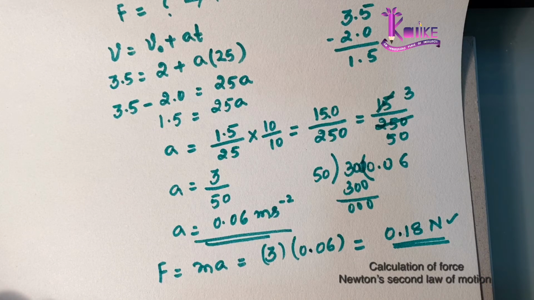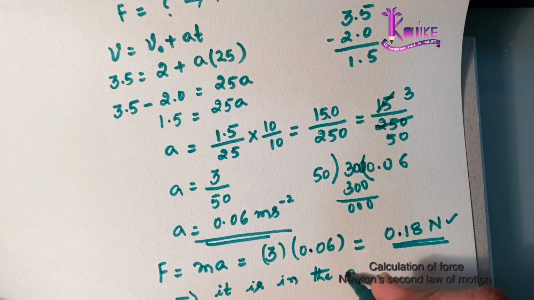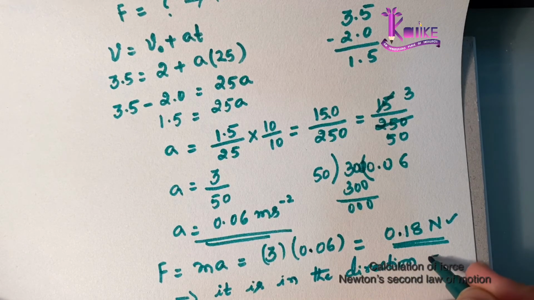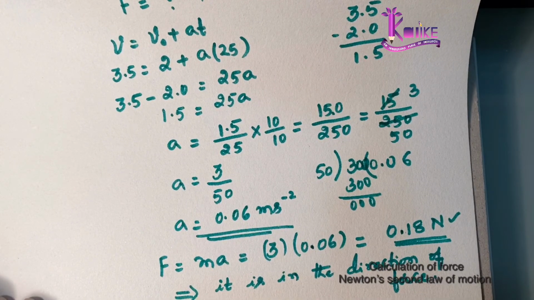Now since the numerical says that there has not been any change in direction, this implies it is in the direction of force. So the direction is unchanged. There's no change in direction, and the acceleration is acting in the direction of force. Right? So this is how you solve numericals on Newton's second law of motion.